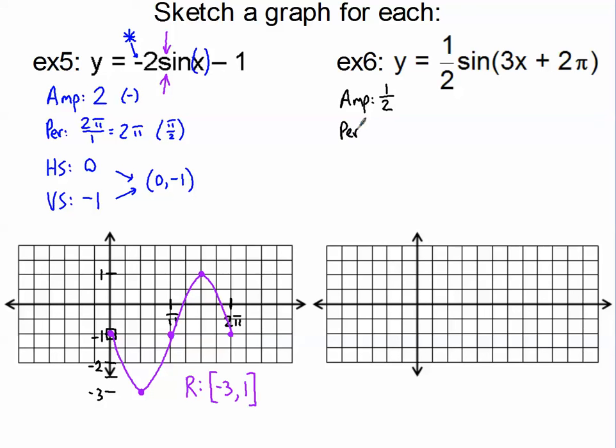Okay. And period, we take our b, we take our normal period, 2 pi, and divide by b. 2 pi over 3. Ooh, that rings a bell. This is going to be one of the exceptions. If I take 2 pi over 3 and divide by 4, we've done that work before. I'll do it again. 2 pi over 3 divided by 4 is the same thing as multiplying by 1/4. So that's going to be 2 pi over 12, or rather pi over 6.